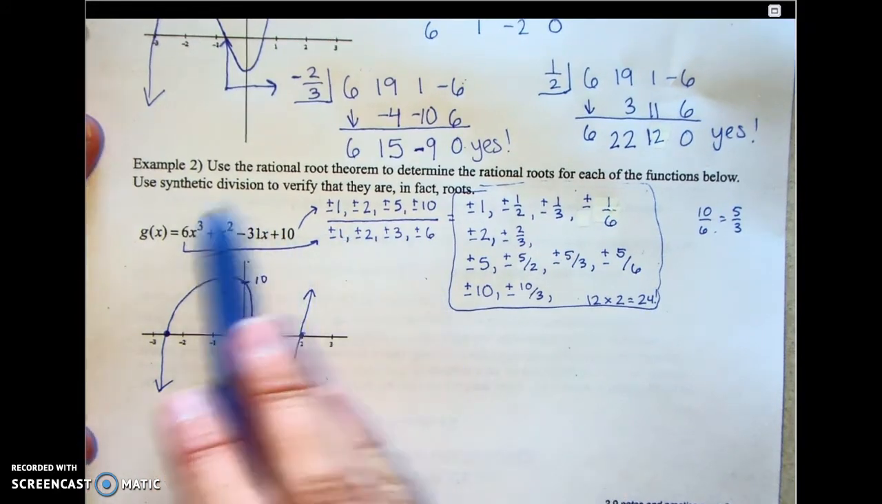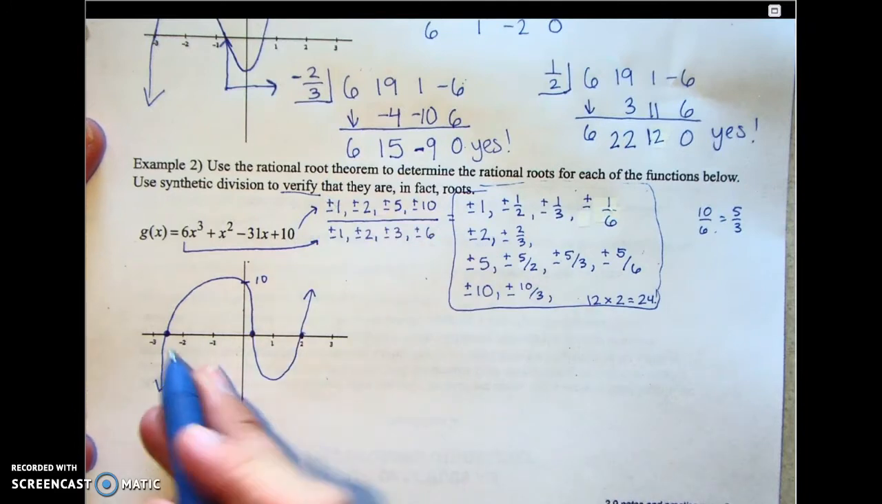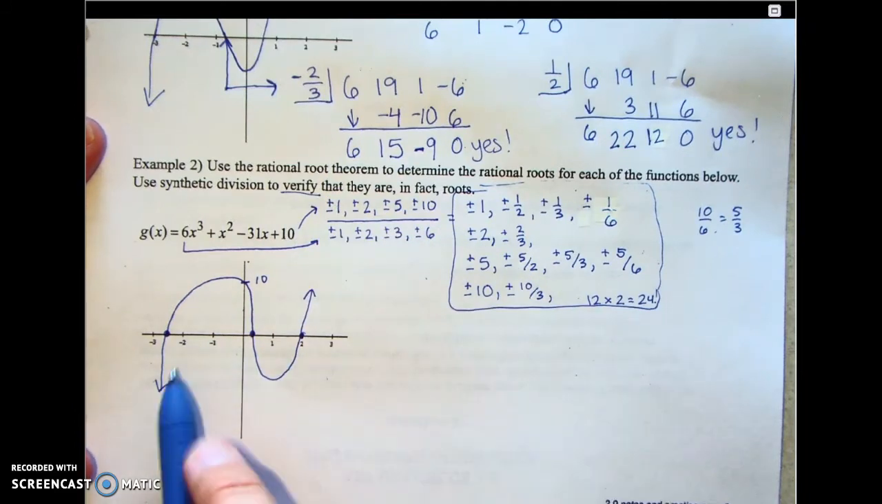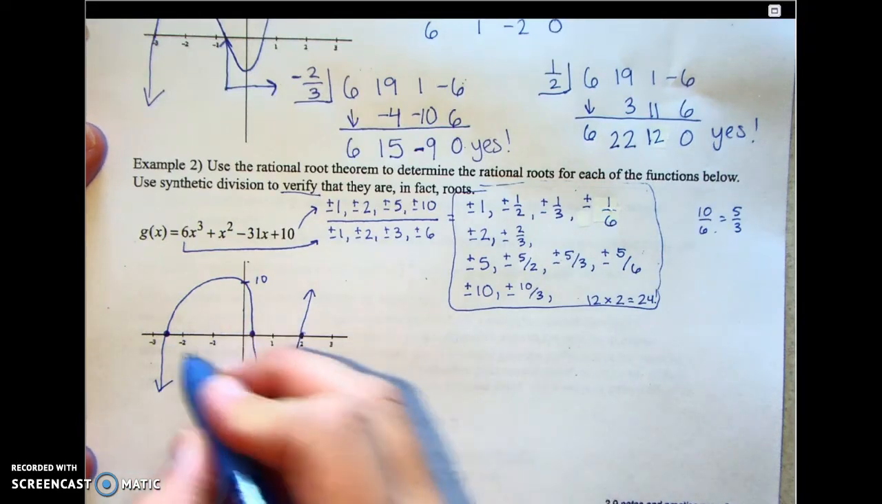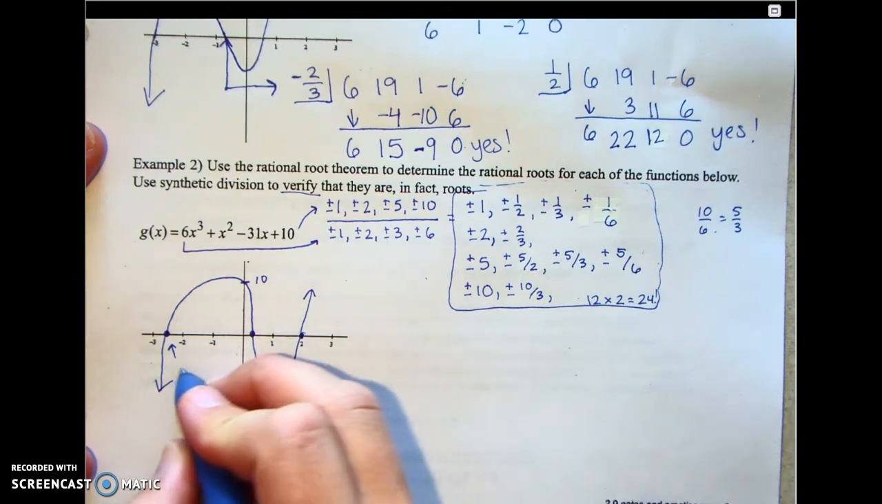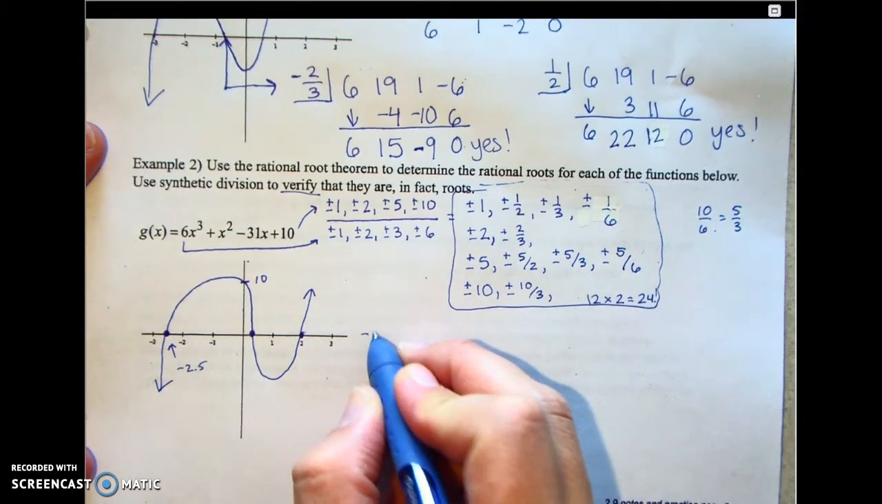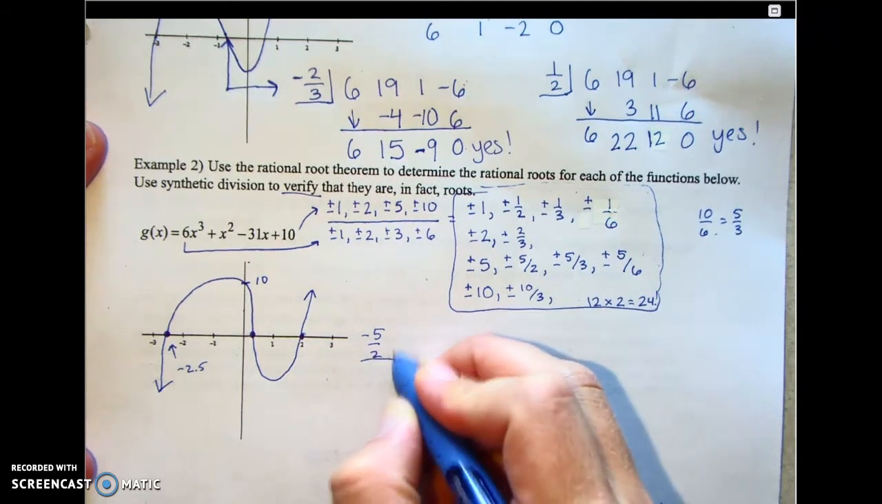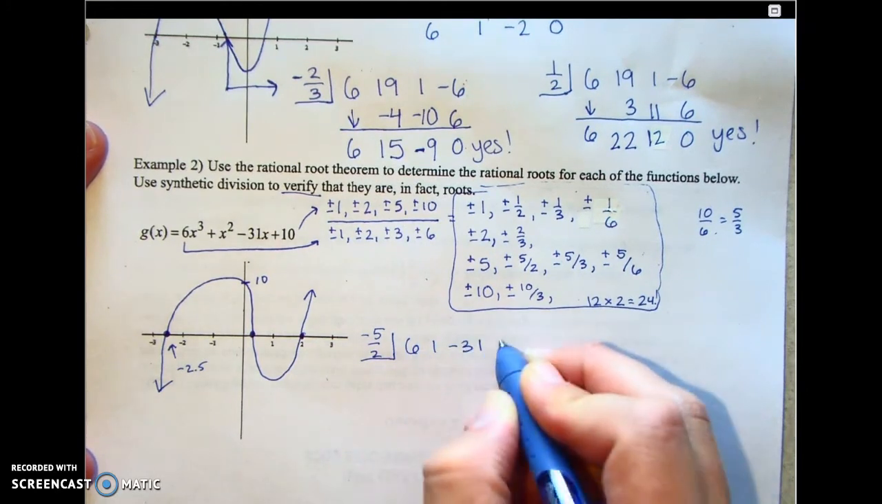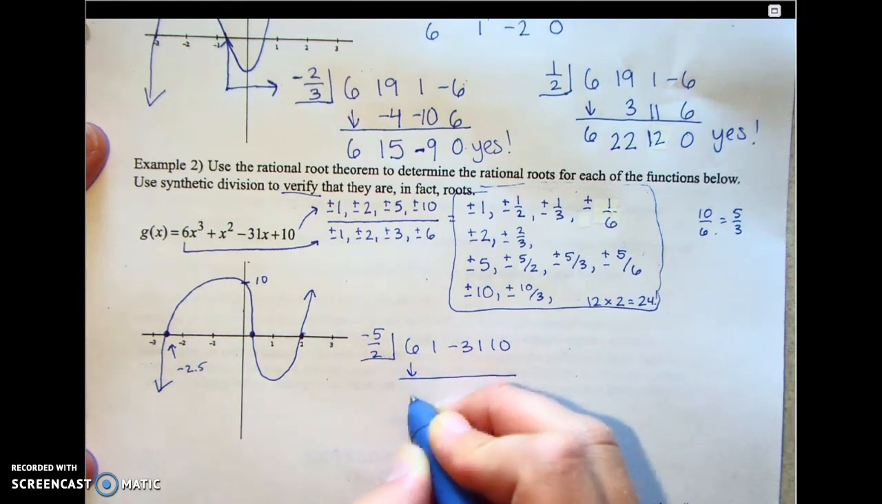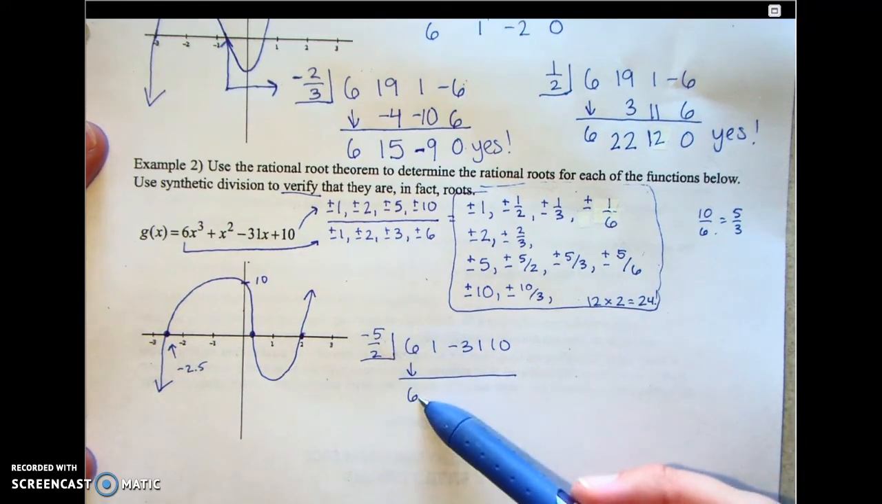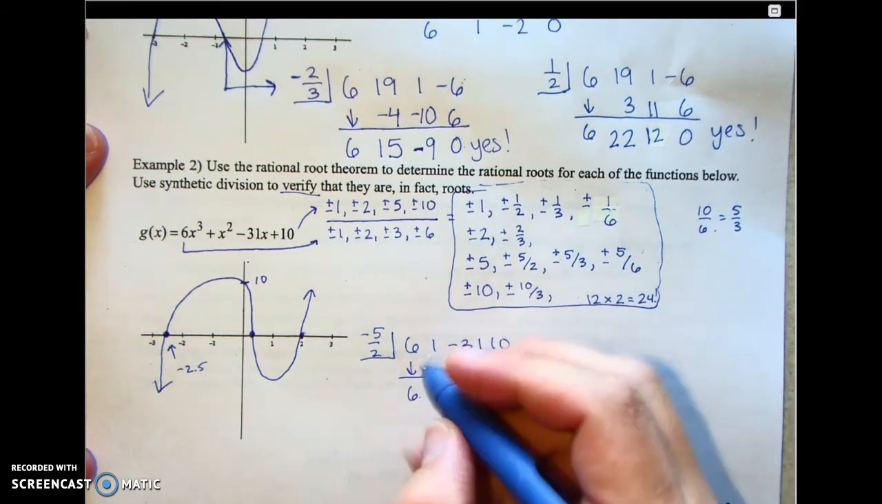Okay, and what are we going to do? We're going to use synthetic division to what? To verify. We already know what the zeros are. We used the calculator, but we're going to verify. What is this point at? Is that supposed to be at... Oh no, it's supposed to be at negative 2.5. Okay, so negative 2.5 is what fraction here? Is that negative 5 halves? And we're going to do a synthetic division to check. Okay, ready? Negative 5 times 6, negative 30 divided by 2.